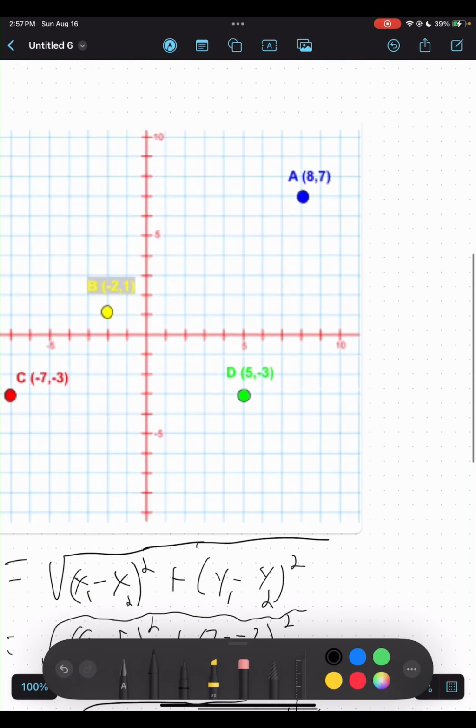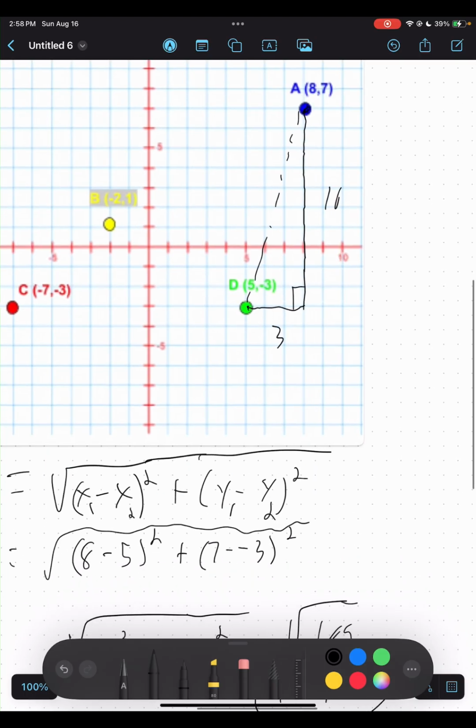So let's think about this. If I'm going from D to A, right, I can go in this diagonal line, or I could equivalently go as two straight lines, right? I can go from here to here by going 1, 2, 3 to the right, and 1, 2, 3, 4, 5, 6, 7, 8, 9, 10 up to the top, excuse me, I missed one. Right? Notice that gives me the two sides of a right triangle.